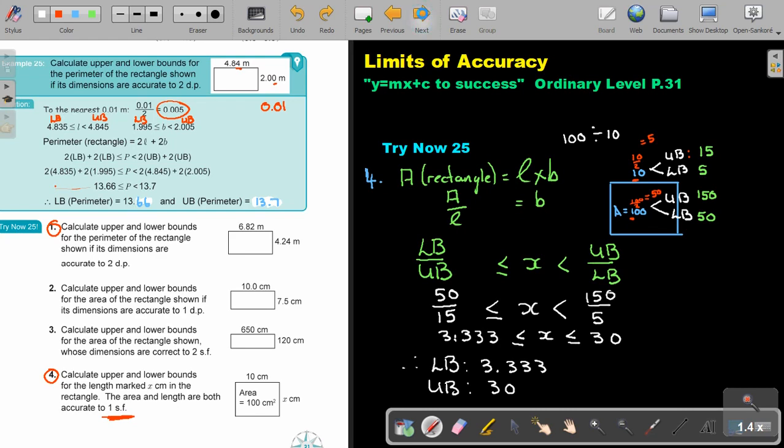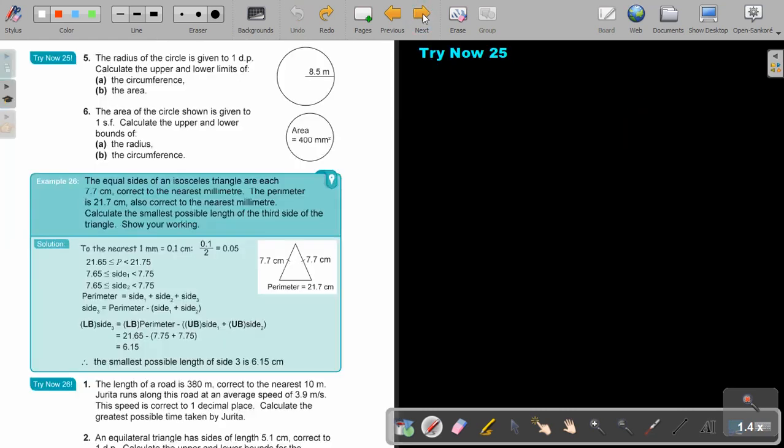Okay, let's look at the last practical one. I'm going to look at this example. The equal sides of our isosceles triangle are each 7.7. Can you see there? This is correct to the nearest millimeter. The perimeter is this, also correct to the nearest millimeter. Calculate the smallest possible length of the third side of the triangle.